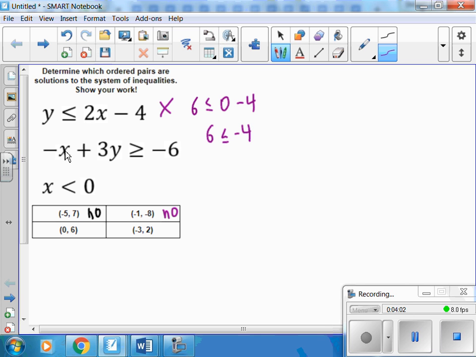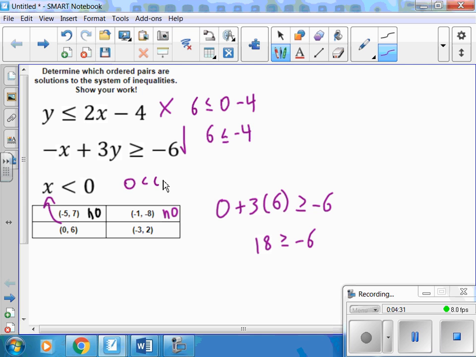Plug 0 in for x here. You're going to have 0 plus 3 times y. Now y is 6, and then greater than or equal to -6. 3 times 6 is 18. 18 plus 0 is 18. That is greater than -6, so it does work for this one. And then for 0, 6, plug 0 in for x right here. If you do that, 0 is less than 0. That does not work. That is not true. So this ordered pair only works for the middle inequality. But it doesn't work for all three, so it's definitely not a solution to the system.